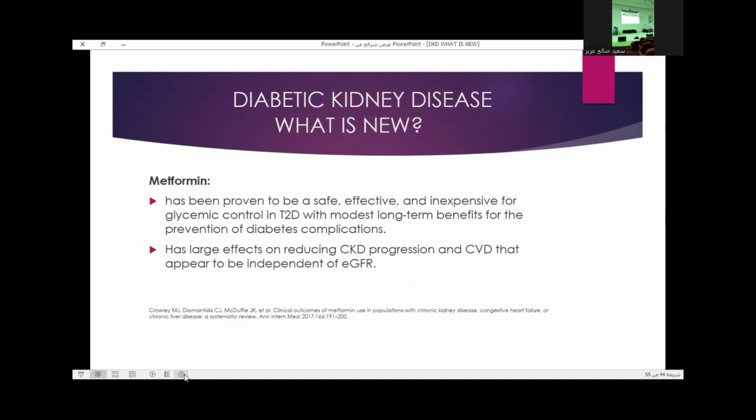Metformin is an old medication on the market, an inexpensive medication, better to be started in all patients, and it also showed a cardiovascular benefit and even questionable renal benefit to reduce the progression.